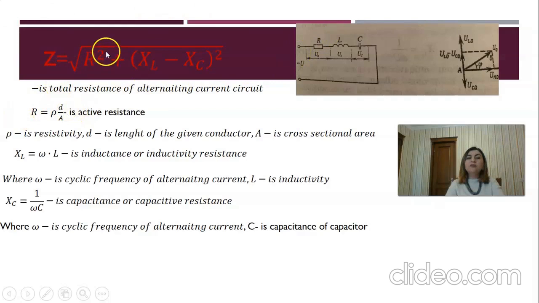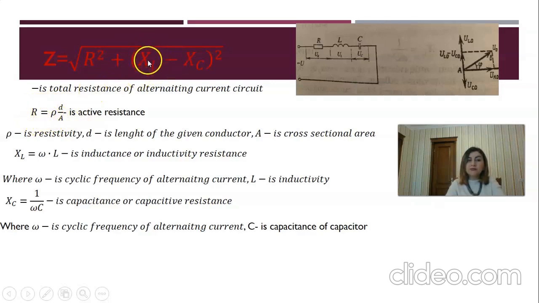And what's the meaning of each resistance? Like R, X sub L, X sub C. R, the active resistance, is also termed ohmic resistance, which is closely associated with resistivity, with the length of the given conductor and its area. And resistivity is related to the inherent atomic structure of the given material, and it's equal to resistance when we take a unit of length and a unit of area. If it's a 1 square meter cross-section of conductor with 1 meter length of wire, the resistivity of this cable will be equal to the resistance.